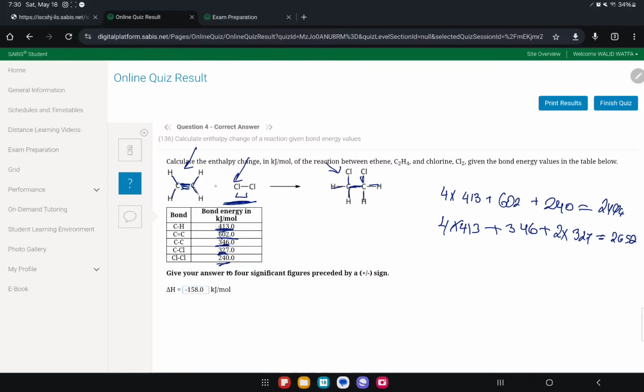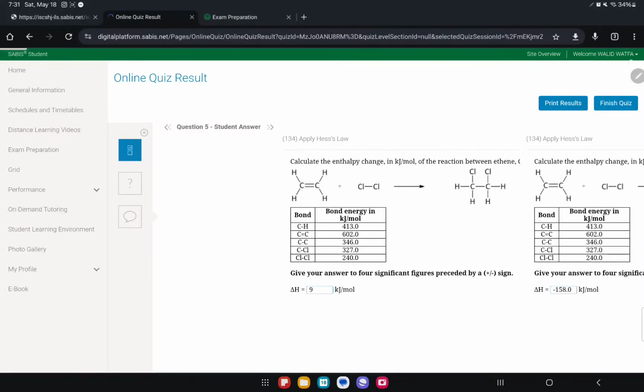If you add these, you get 4 times 413 plus 346 plus 2 times 327, which is 2652. And then obviously subtract the reactants minus the products: 2494 minus 2652, and you get minus 158. They want 4 SF, so you just put the 0.0. Question 5.